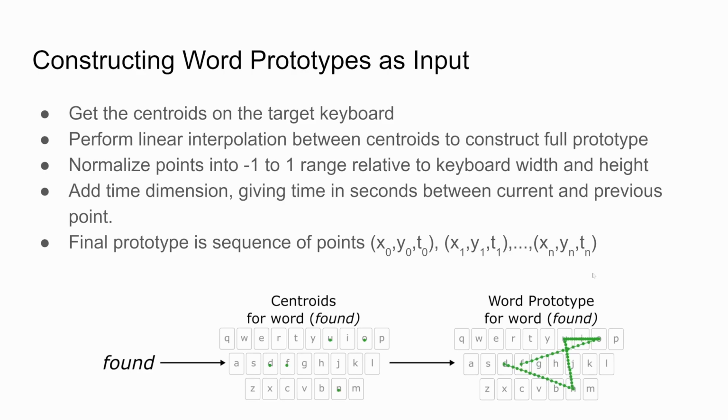Here, I will go over how a word prototype is constructed for input to the generator. The first step is to get the centroids on the target keyboard for the given word. After acquiring the centroids, we then perform linear interpolation between the centroids to construct the full prototype. These points are normalized into the range of -1 to 1 relative to the keyboard width and height in order to align with the output of the generator. We then add a time dimension, giving the time in seconds between the current and previous point, and the final resulting prototype is a sequence of points consisting of x coordinates, y coordinates, and the time between the current point and the previous point.